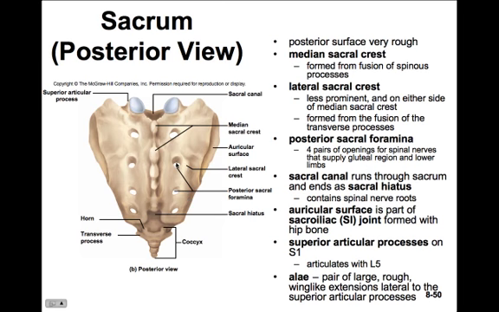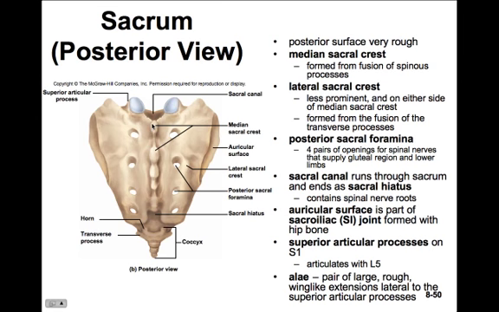There are posterior sacral foramina, which are 4 pairs of openings that allow spinal nerves to supply the gluteal region and the lower limbs. The sacral canal runs through the sacrum and ends at the sacral hiatus. The sacral hiatus is here. It's where there's a slight pause between these spinous processes. The sacral canal will contain all the spinal nerve roots.